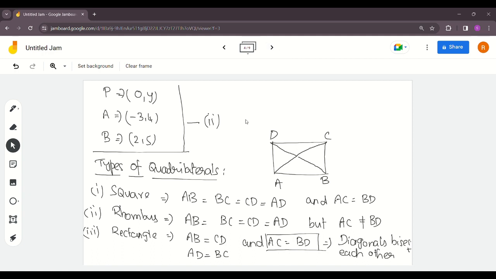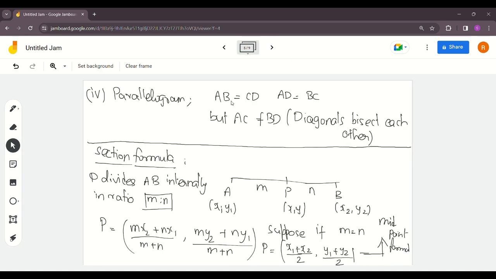For parallelogram, see, square and rhombus have one pair, because for square and rhombus you can easily identify the difference. The diagonals are equal in square, but in rhombus the diagonals are not equal. For rectangle the diagonals are equal. Similarly in parallelogram the diagonals will not be equal. So in a parallelogram, opposite sides are equal just like a rectangle, but diagonals are not equal, but they bisect each other. So these are the various types of quadrilaterals. I hope that you guys are able to understand completely the entire first topic, which is distance formula.